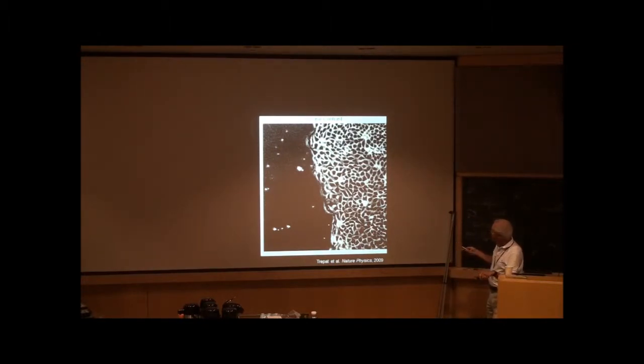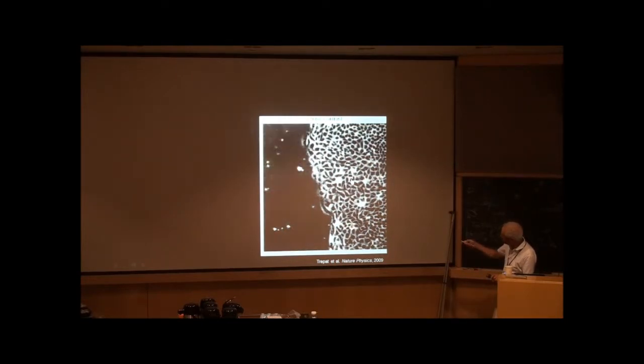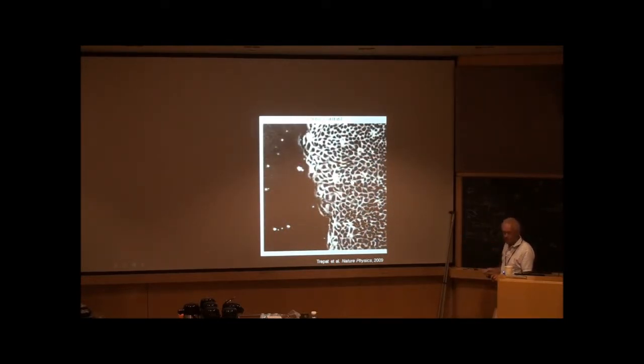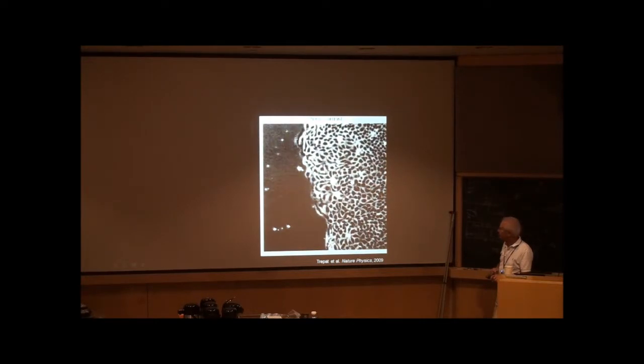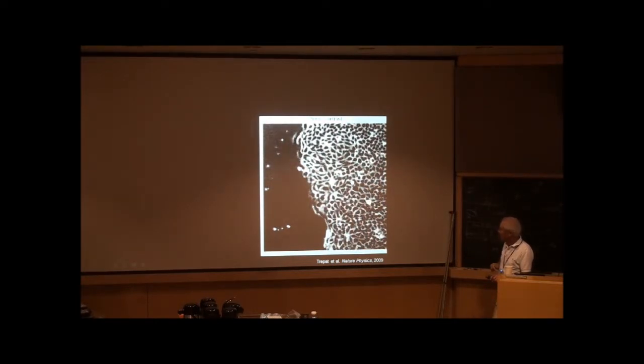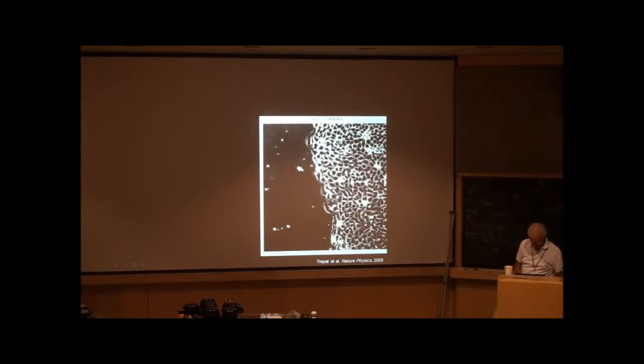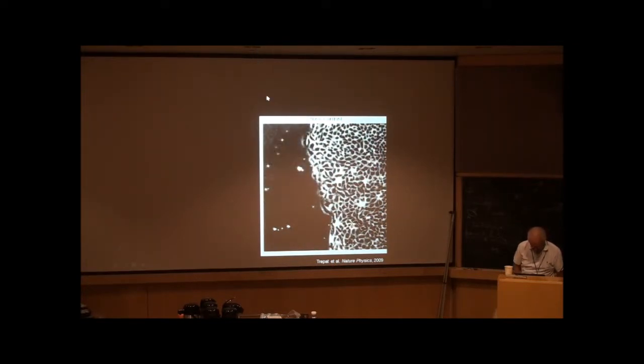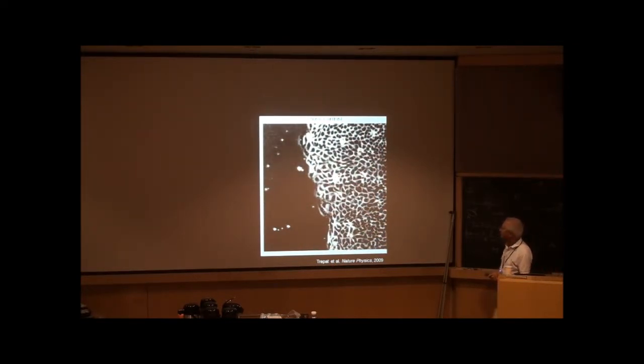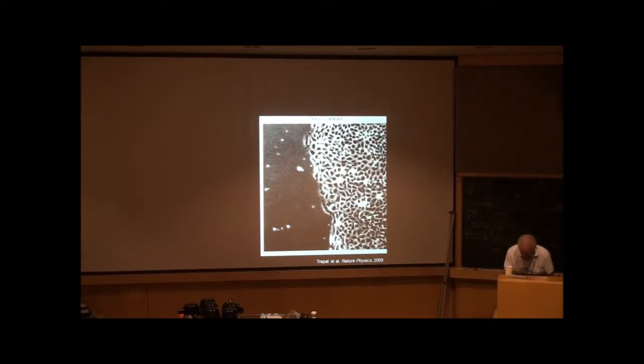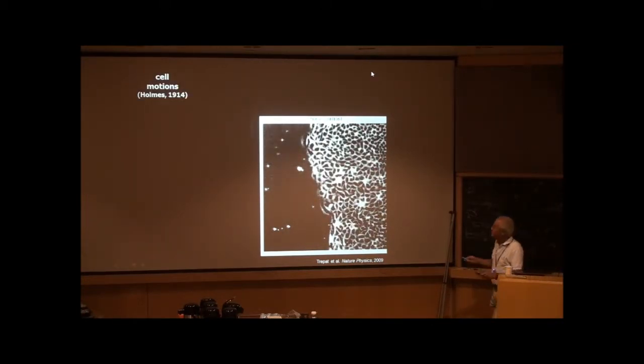So this is a monolayer of MDCK cells, Madin-Darby canine kidney cells. And let me just play the movie. It's a lot like the one you already saw, but a little different. So this is like a wound healing assay. There are no cells here. Here are these cells, and they're moving to fill the wound. Things like this have been measured for a long time. Okay, so those are cell motions.